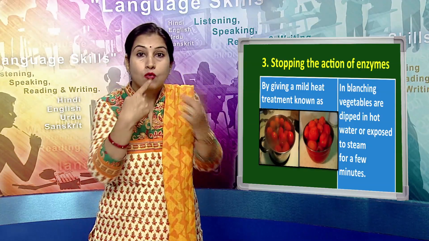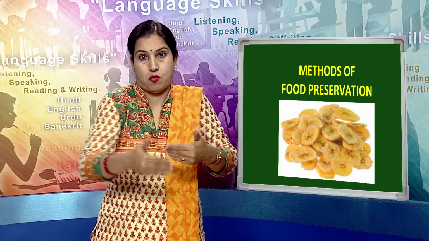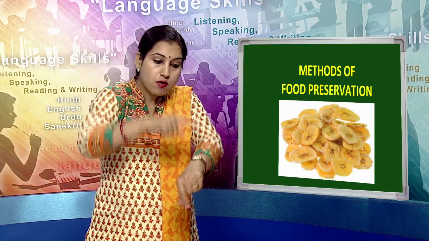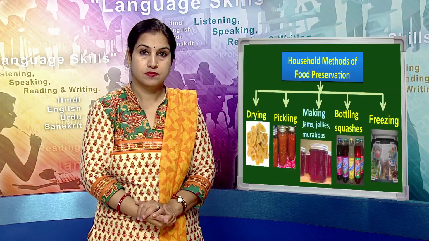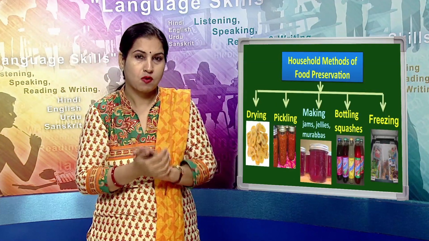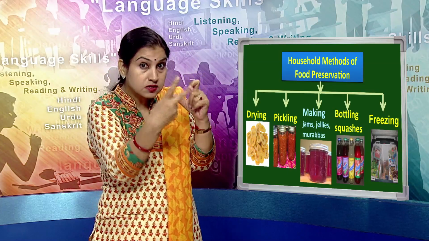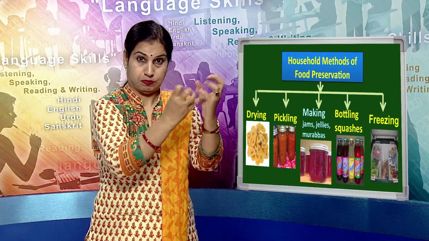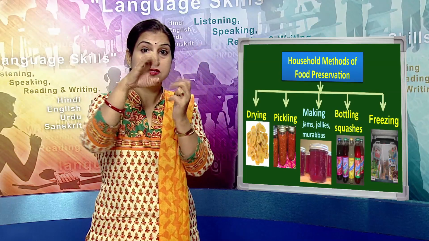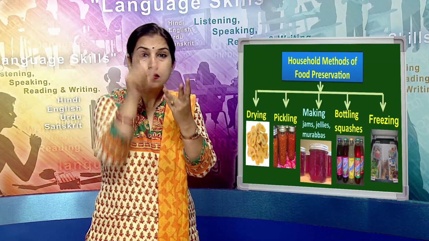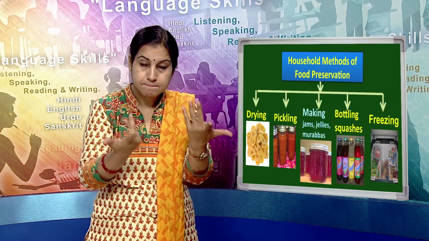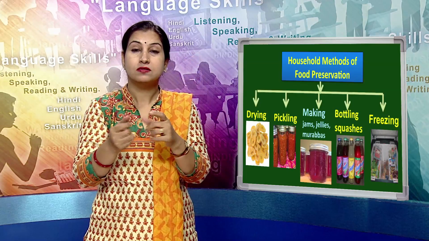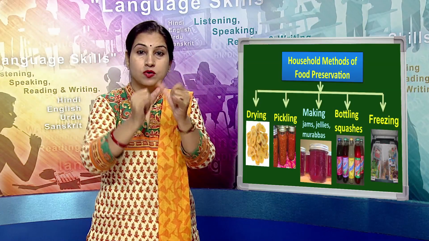Now we will talk about methods of food preservation so that we can keep the food for a longer time. Household methods of food preservations are, like you can see in the diagram, the first one is drying, the second is pickling, the third is making jams, jellies, murabbas, the fourth is bottling squashes, and the fifth is freezing.